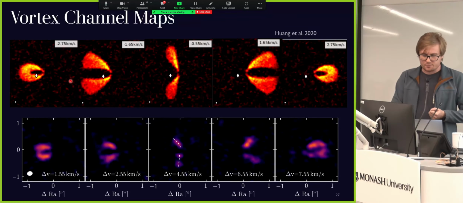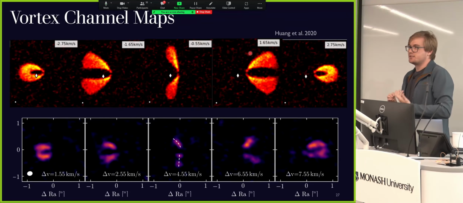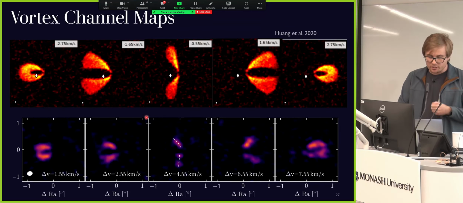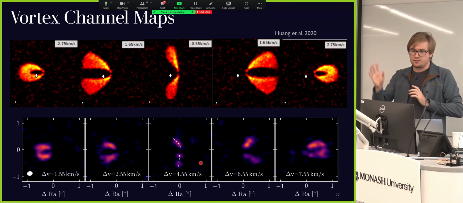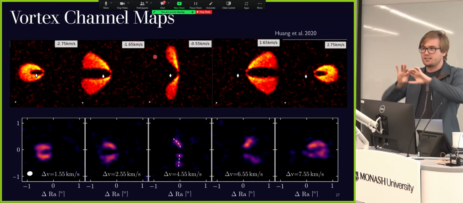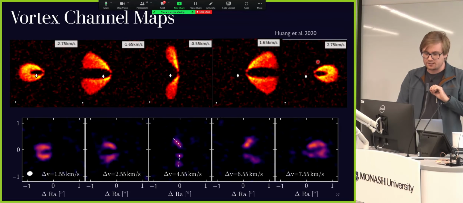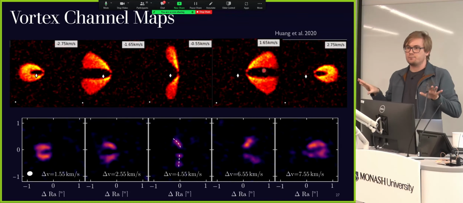On the top row here are the predictions for IRS-48 by Huang et al. of what the kinematics should look like if it's a planet hosting disk and it's generating a vortex. On the bottom are the channel maps from IRS-48. So these are like the isovelocity curves. You're looking at a segmented image of the disk at different velocities. So if you were to add all of these velocities together, you'd get a picture of the disk.